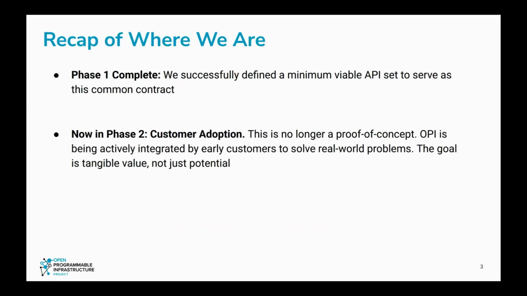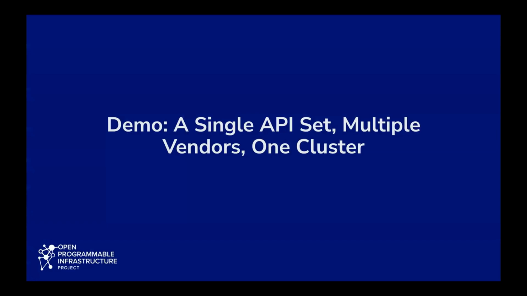So, a recap of where we are. Phase one is really complete from my perspective, right? We've successfully defined the minimal set of APIs to get anything working. We've been here for quite a bit of time and we're past that phase. We're now in phase two, real customer adoption. We're running the first trials at customers, no longer a proof of concept, but actually developing real-world use cases. The goal is to then have actual tangible value, not just the promise or a potential. I think demos speak louder than words, so let's just jump right into it.